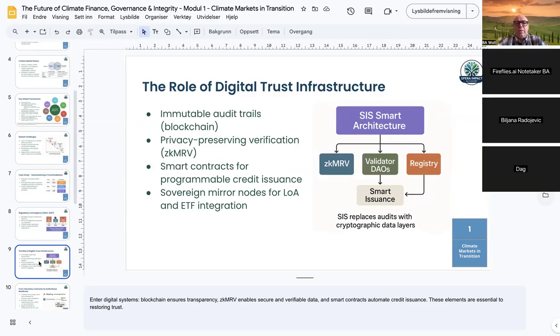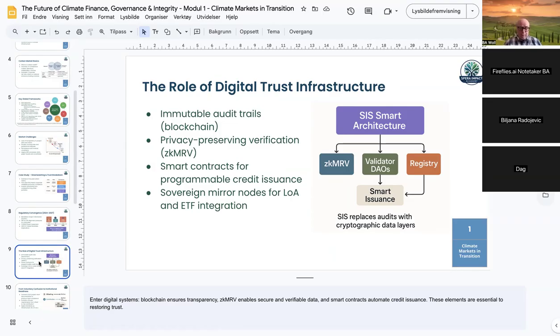When we come to the role of digital trust infrastructure, what we have done with our architecture is that we have made immutable audit trails from plant level till retirement, put on our Ethereum and Solana blockchains. We have privacy-preserving verification, which is called ZK-MRV, for the MRV system. We use smart contracts to be able to make programmable credit issuance. And we have also integrated LOIs, which is the letter of approval, and the Enhanced Transparency Framework, so we can mirror sovereign nodes.